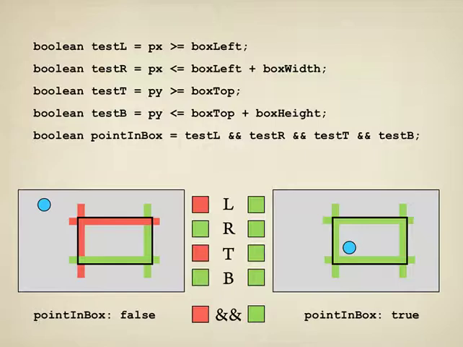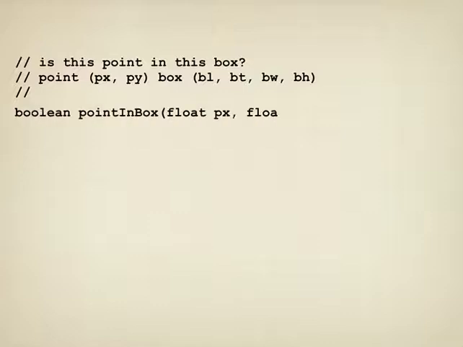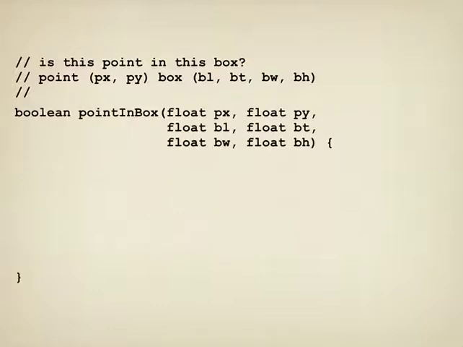To convert this into processing, we just take those 5 lines at the top and wrap them up in a procedure. So let's do that. First, I'll write a little comment to remind myself of what this routine does and what the inputs are. Then I'll write the structure of the procedure. I'll call it point in box. I know it returns a Boolean, and it takes these 6 inputs: the point, x and y, and the box, left, top, width, and height.